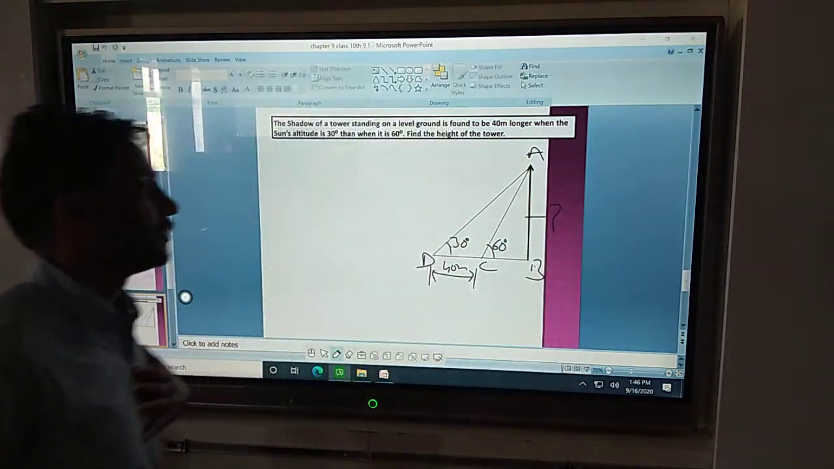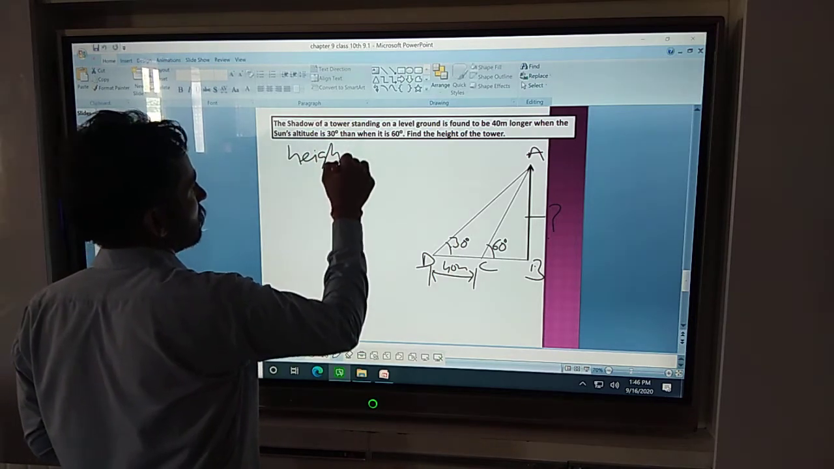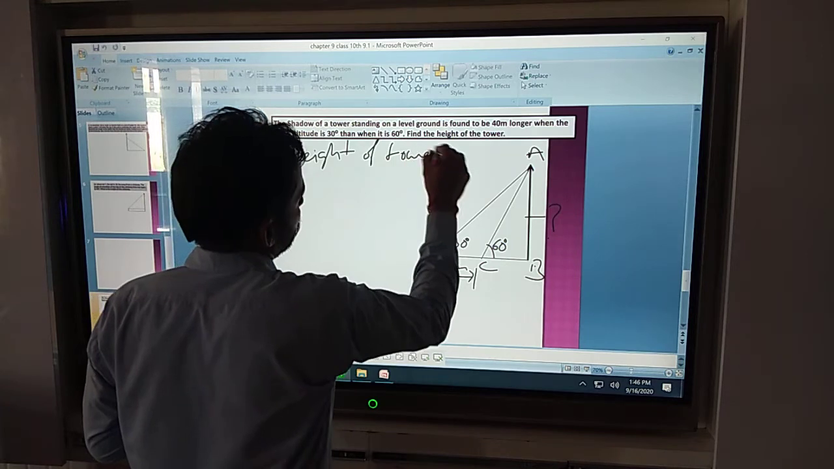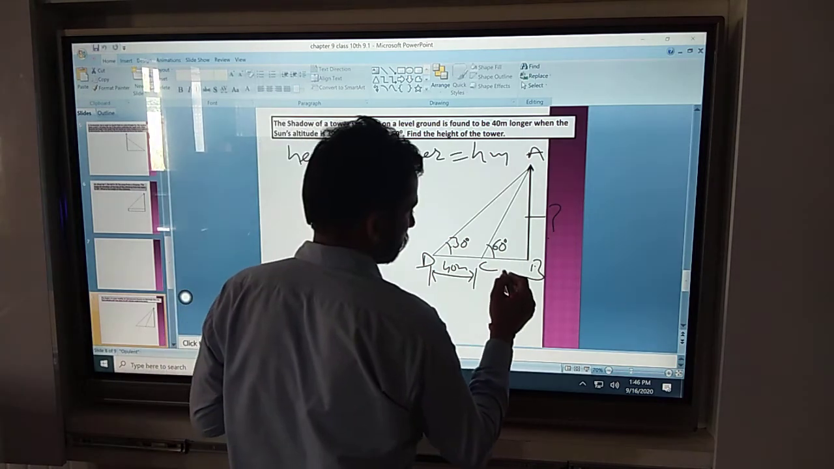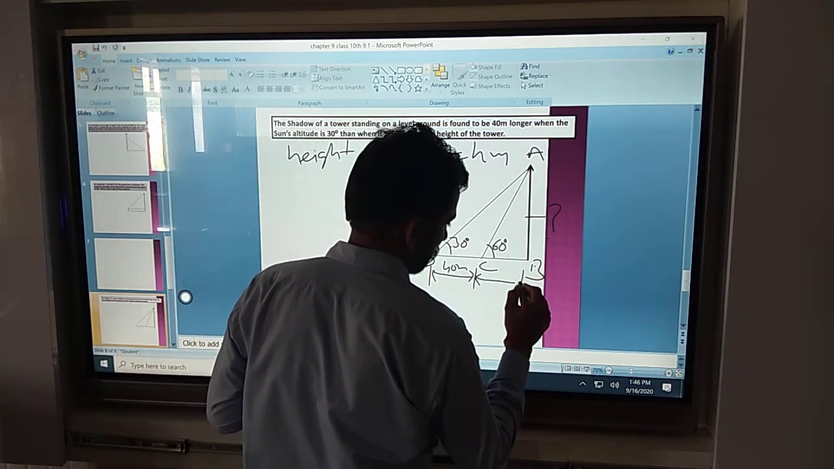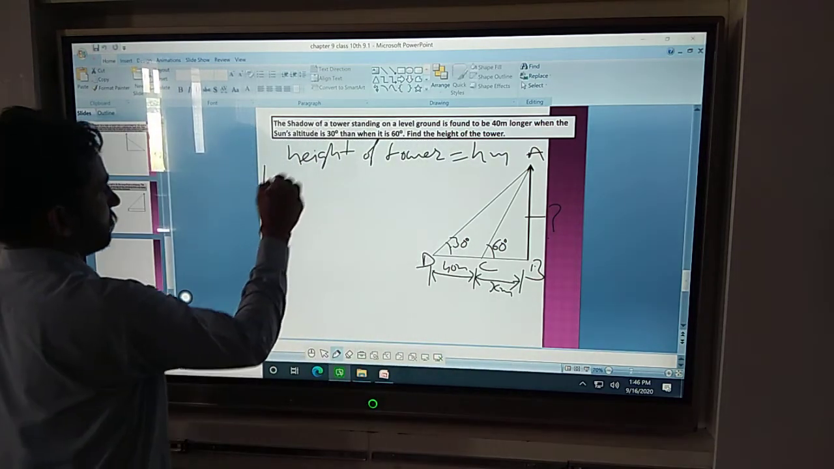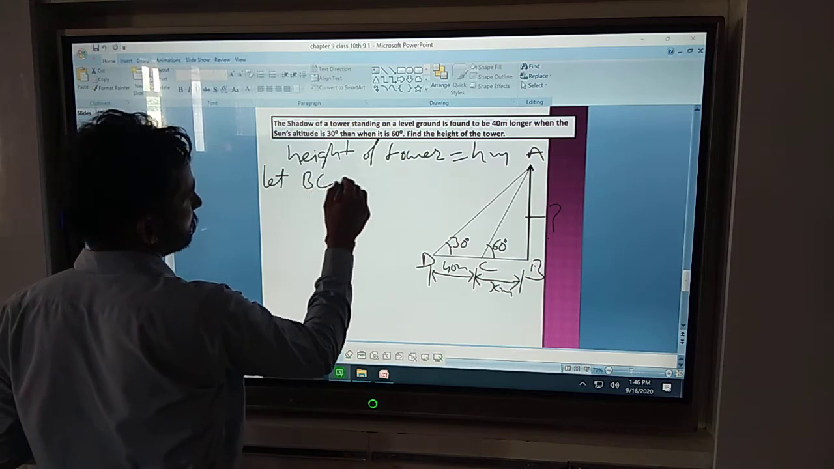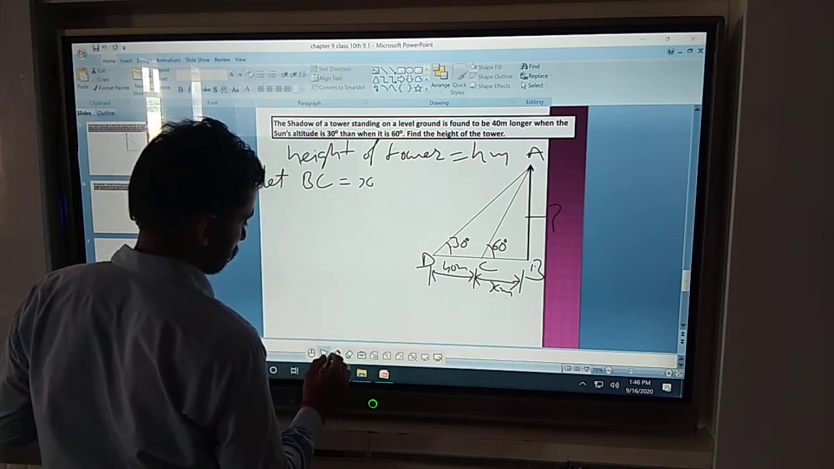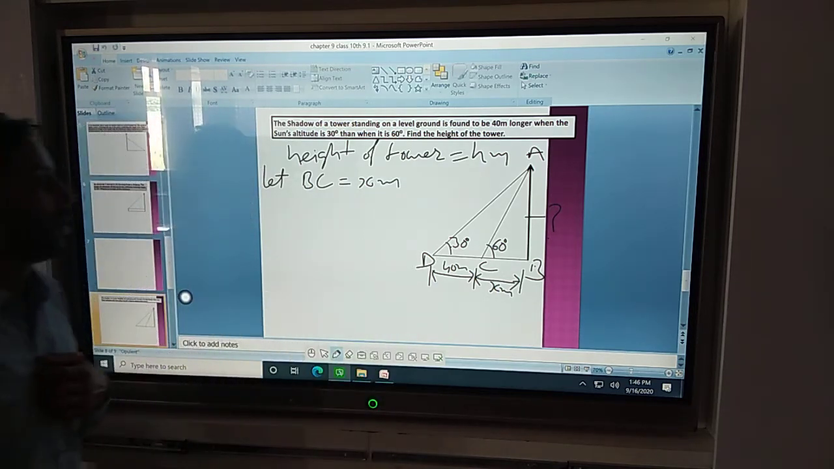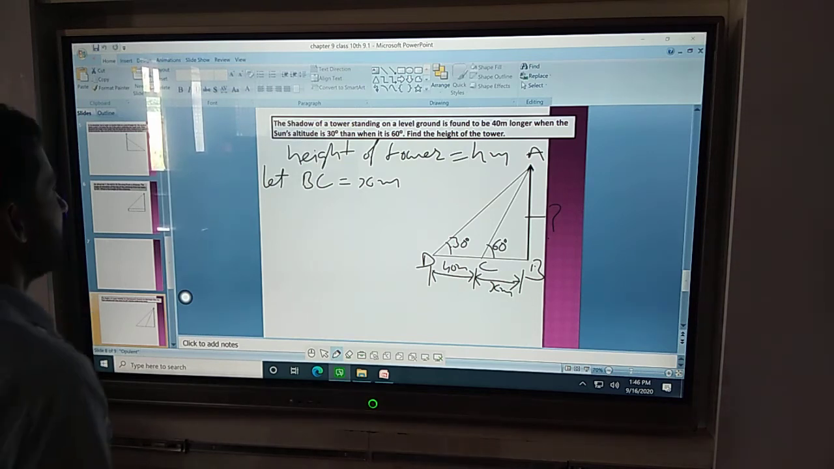Now, how can we find it? The height of tower is suppose h meter. Suppose this is the x meter. Let BC be equal to x meter. We have to find the height. Now, taking there are two right angle triangles.